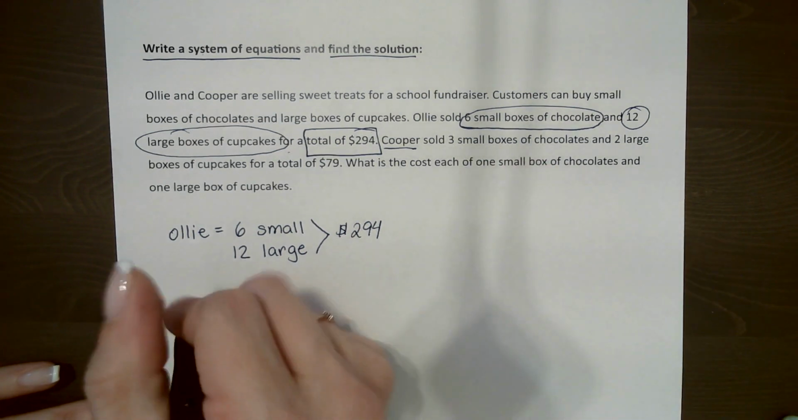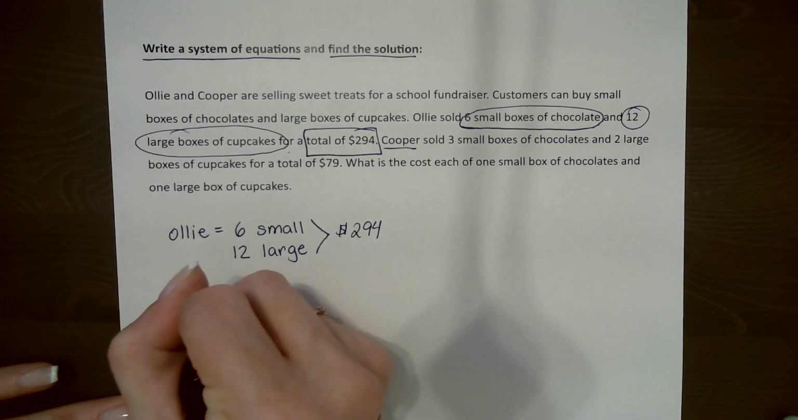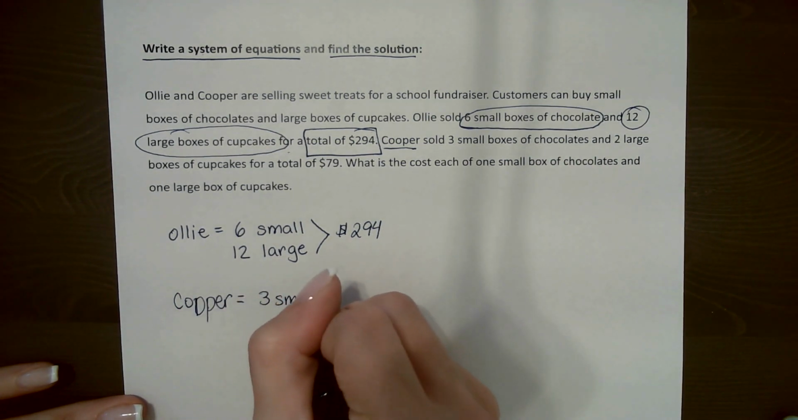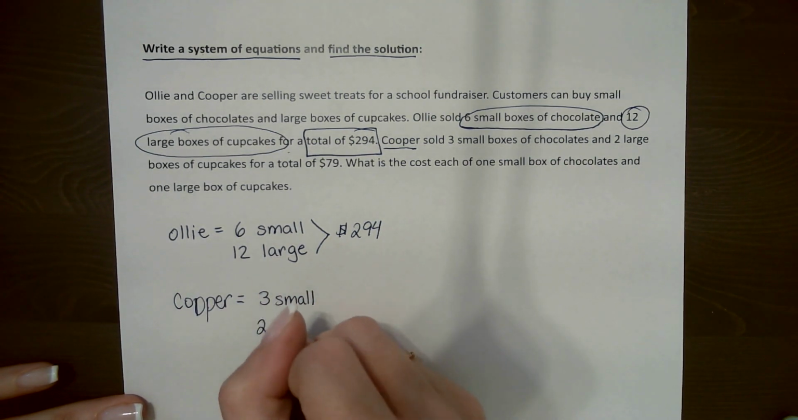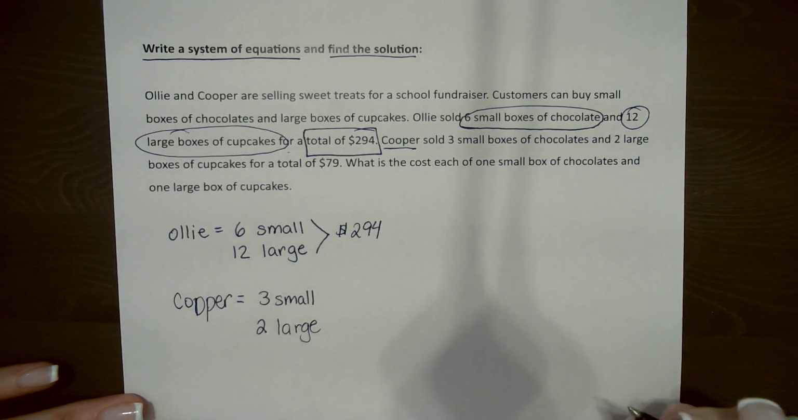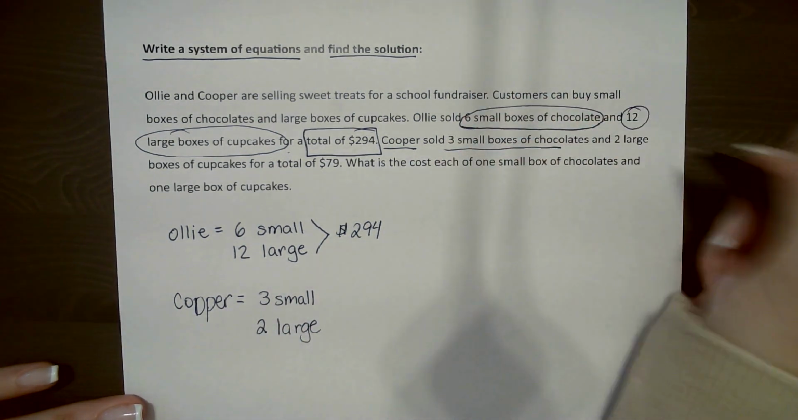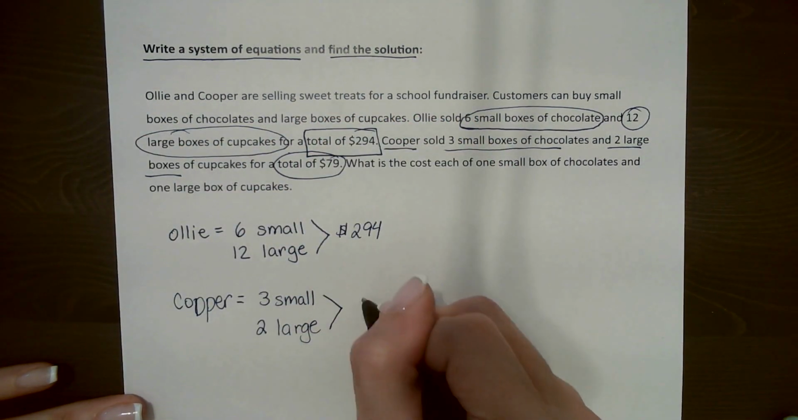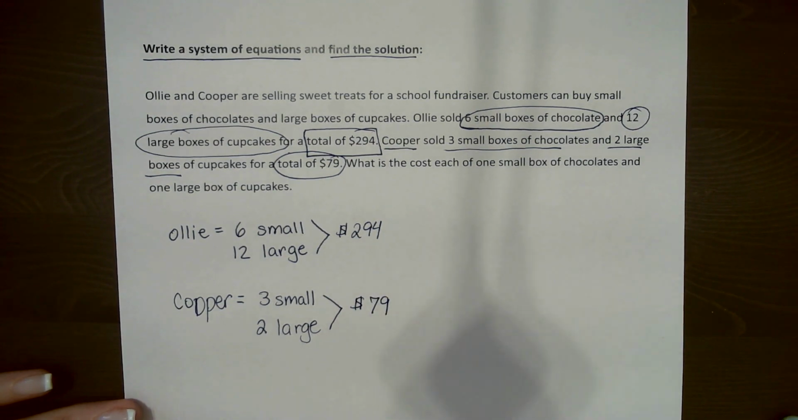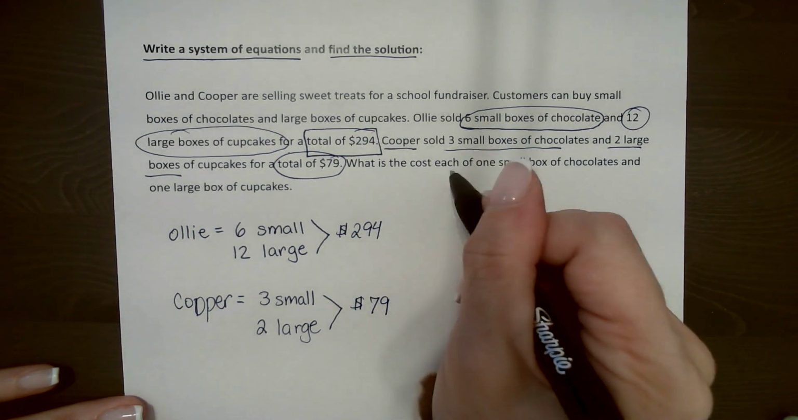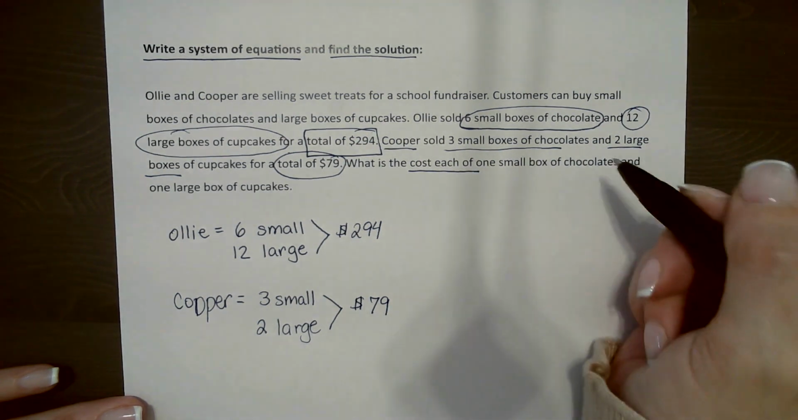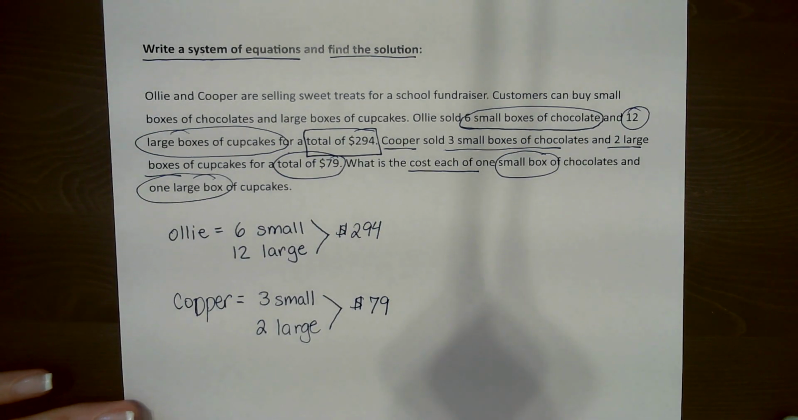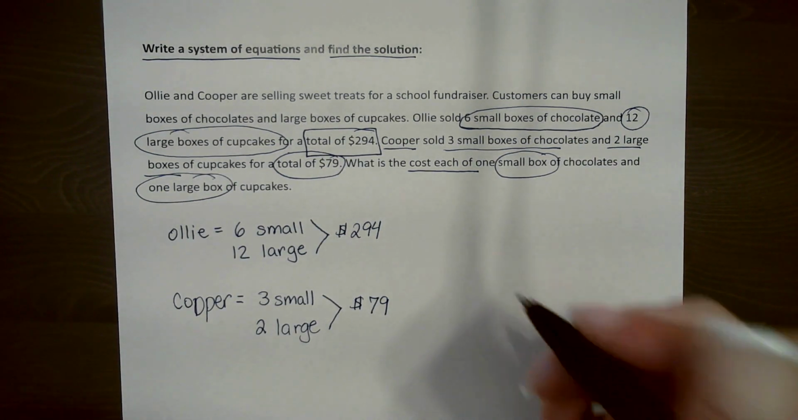Now Cooper, he's our next seller. He sold 3 small boxes of chocolates and 2 large boxes of cupcakes. 3 small boxes, 2 large boxes. And his total was $79. So we want to find out what is the cost of each, 1 small box and 1 large box.